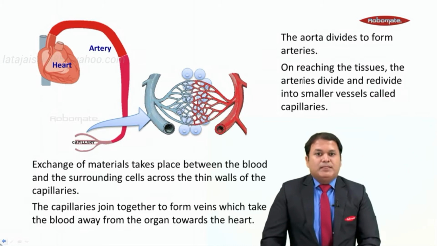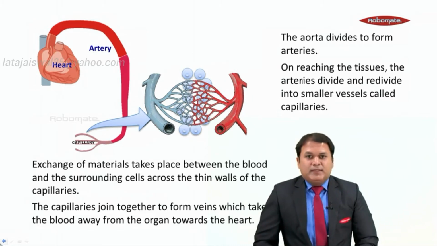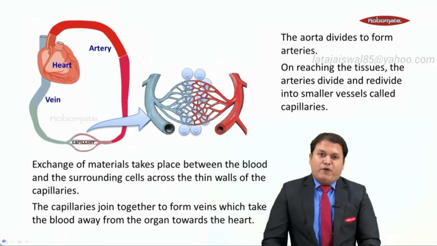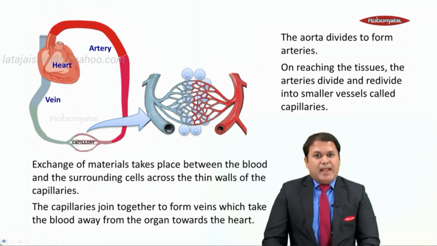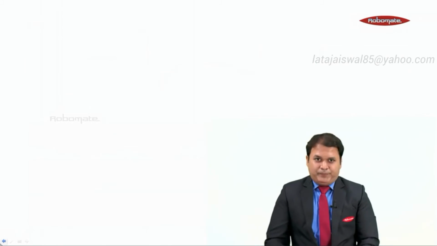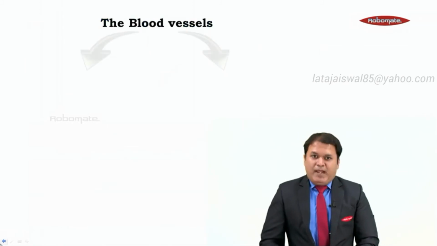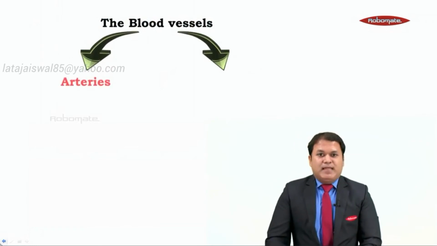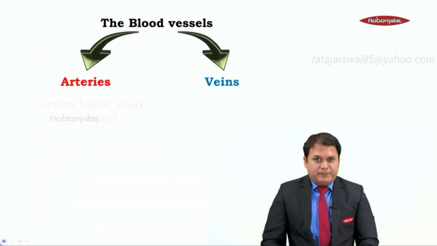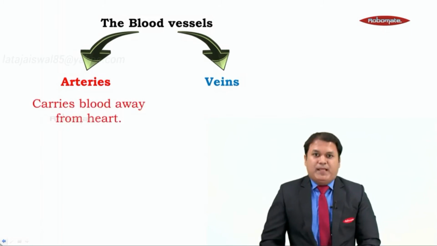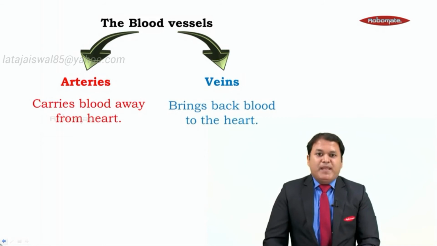And finally, the capillaries from the other end join together to form veins, which take the blood away from the organs towards the heart. So we have the artery, the capillaries, and again the capillaries join to form veins, which take the blood back to the heart. So students, basically there are two major types of blood vessels, that is arteries and veins. Now arteries are the blood vessels which carry the blood away from the heart, whereas veins bring the blood back to the heart.